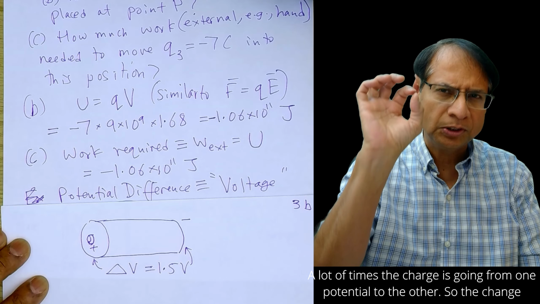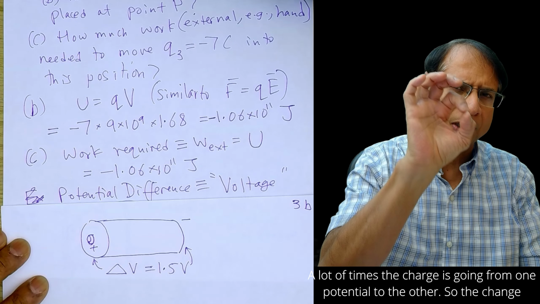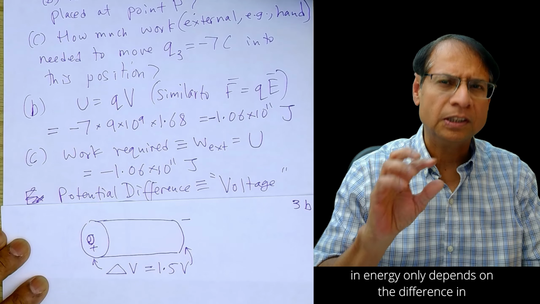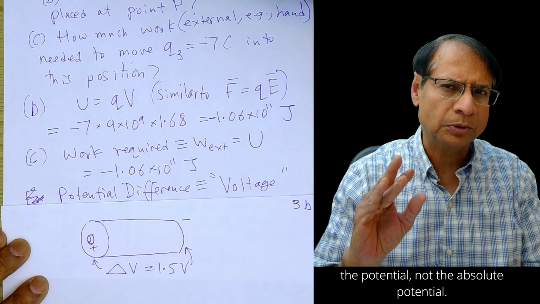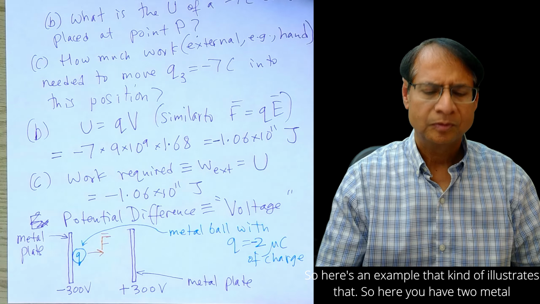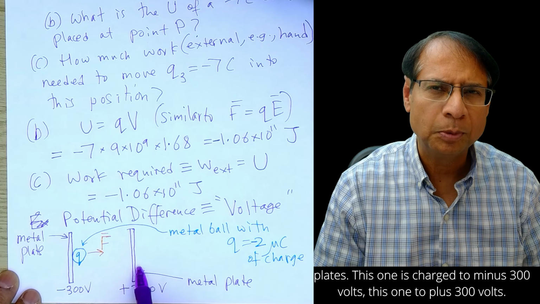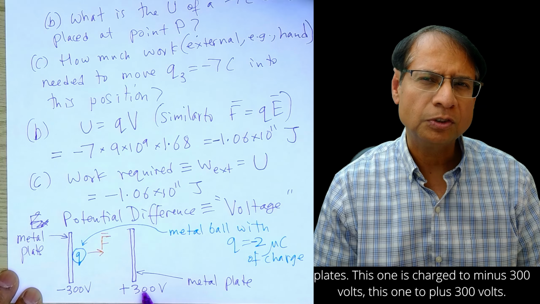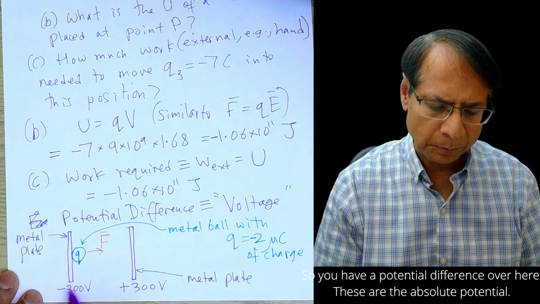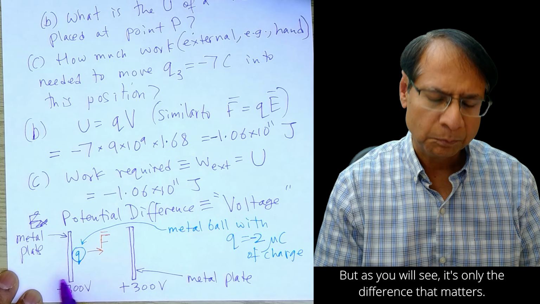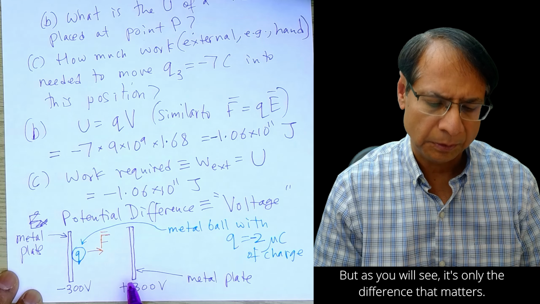A lot of times the charge is going from one potential to the other, so the change in energy only depends on the difference in the potential, not the absolute potential. So here's an example that illustrates that. Here you have two metal plates. This one is charged to minus 300 volts, this one to plus 300 volts. So you have a potential difference over here. These are the absolute potentials. But as you'll see, it's only the difference that matters.